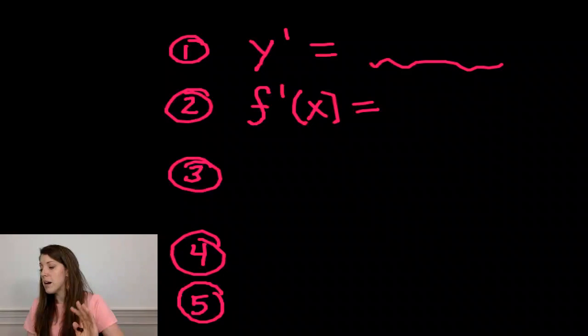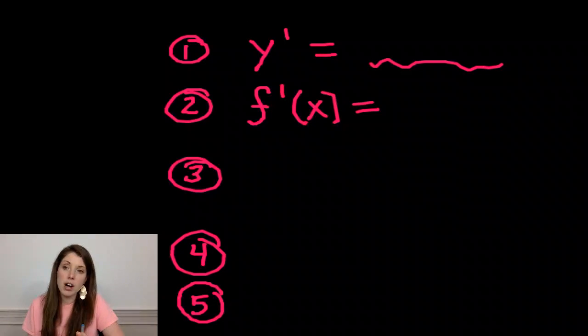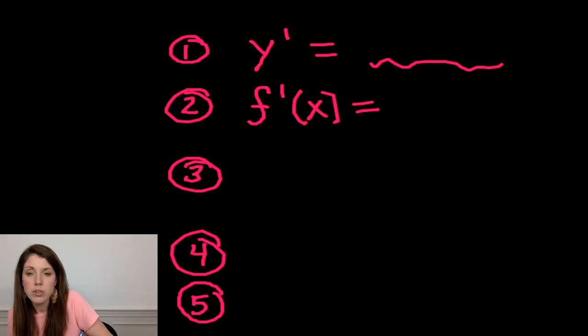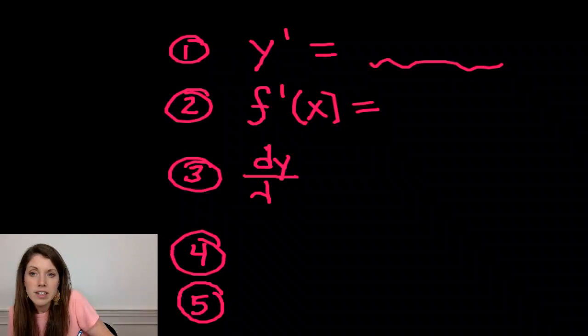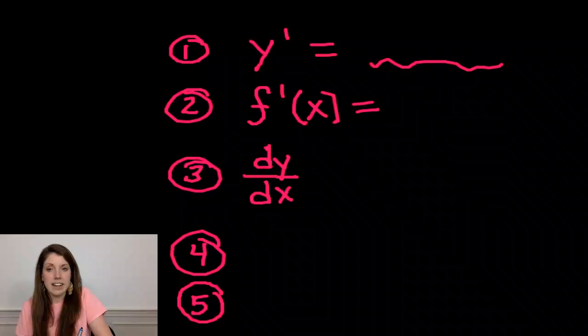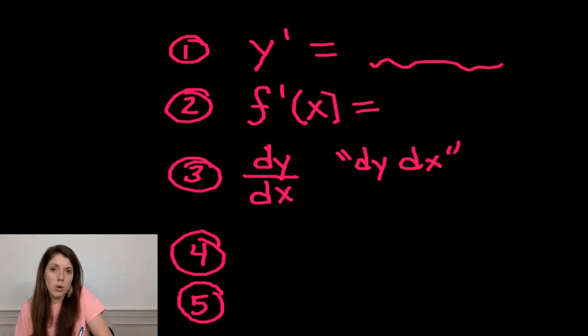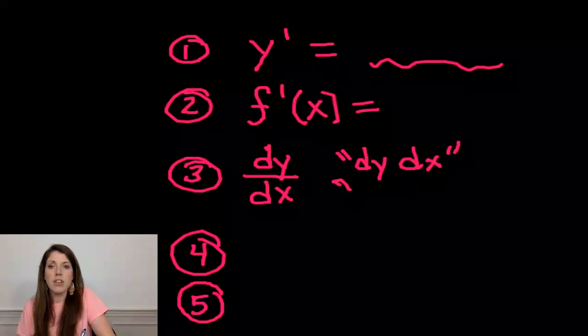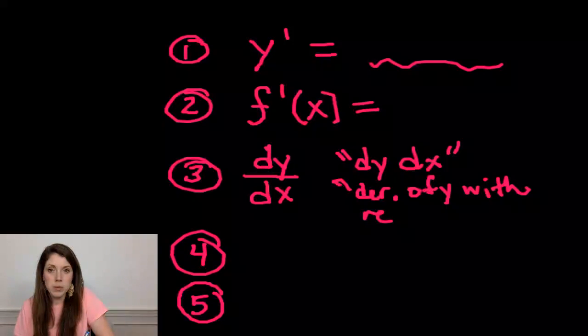Number 3. The third way that we talk about derivatives is using this symbolism, which I'll keep in the same color. We read this as dy dx. So you can actually write this out. We read it dy dx. Or the other way we could read it is the derivative of y with respect to x.